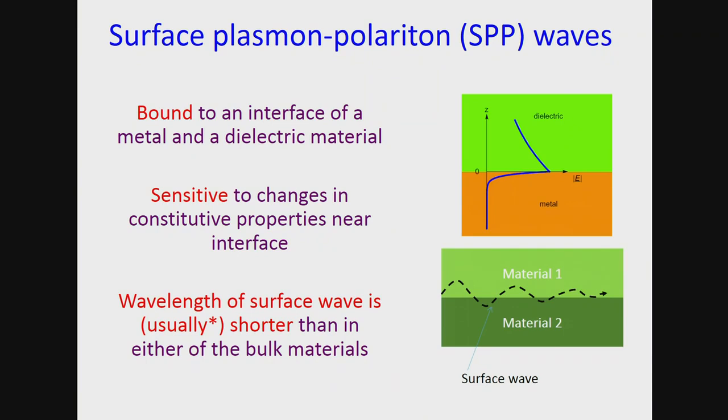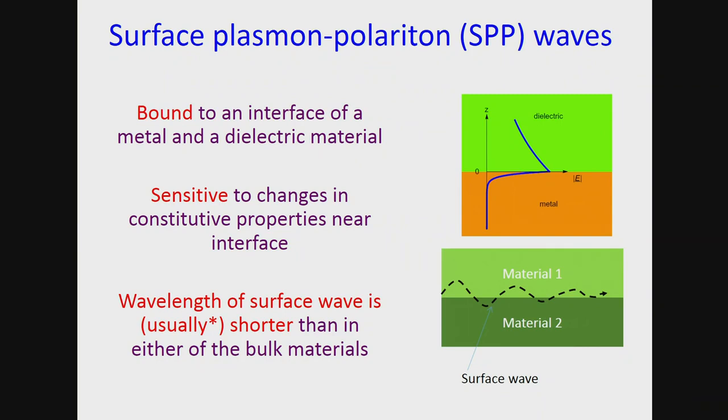So this wave is actually very important in plasmonics because it's bound to an interface which makes its wavelength much smaller than the free space wavelength, which means that we can probe structures that are smaller than the free space wavelength, so we can have sub-wavelength imaging.